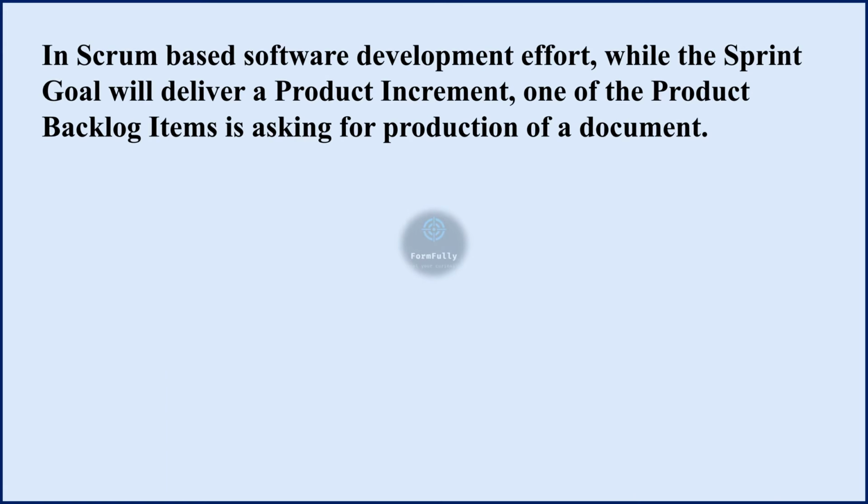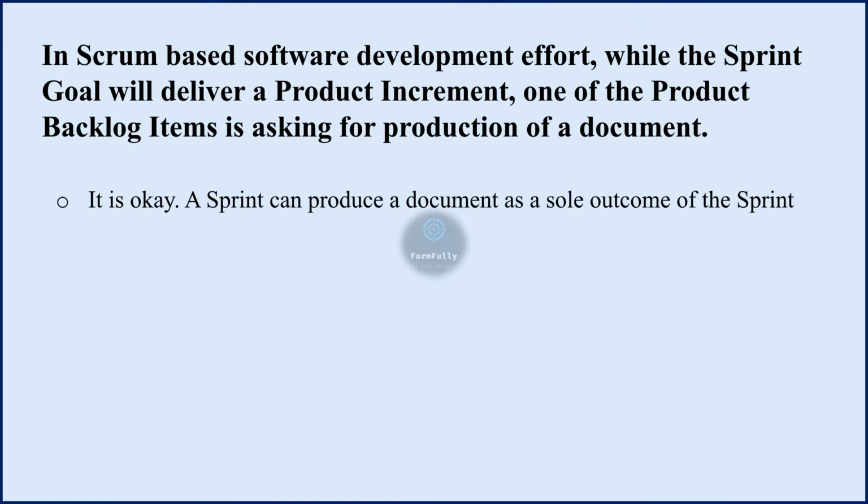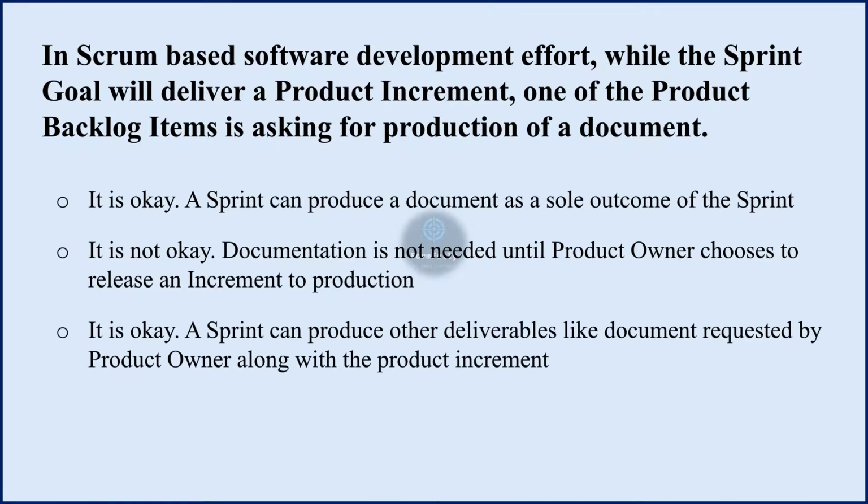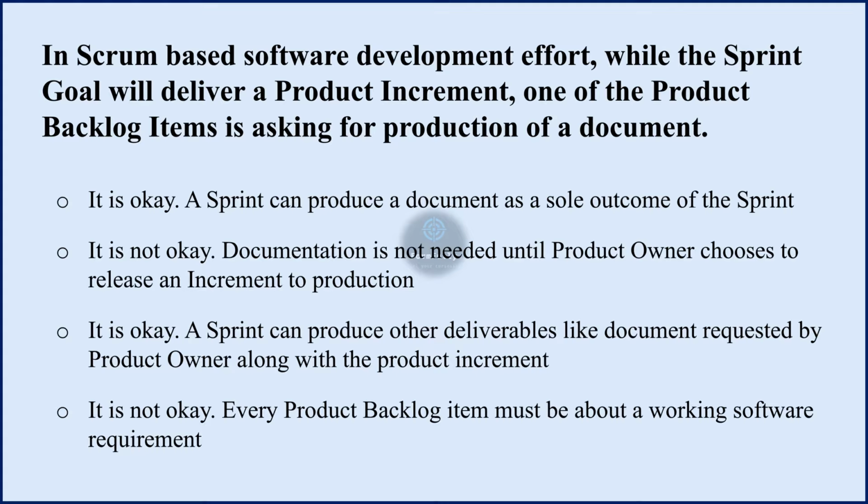Next statement. In a Scrum-based software development effort, while the sprint goal will deliver a product increment, one of the product backlog items is asking for production of a document. The options are: Option 1, it is okay, a sprint can produce a document as a solo outcome of the sprint. Option 2, it is not okay, documentation is not needed until the product owner chooses to release an increment to production. Option 3, it is okay, a sprint can produce other deliverables like a document requested by the product owner along with the product increment. Option 4, it is not okay, every product backlog item must be about working software requirements.